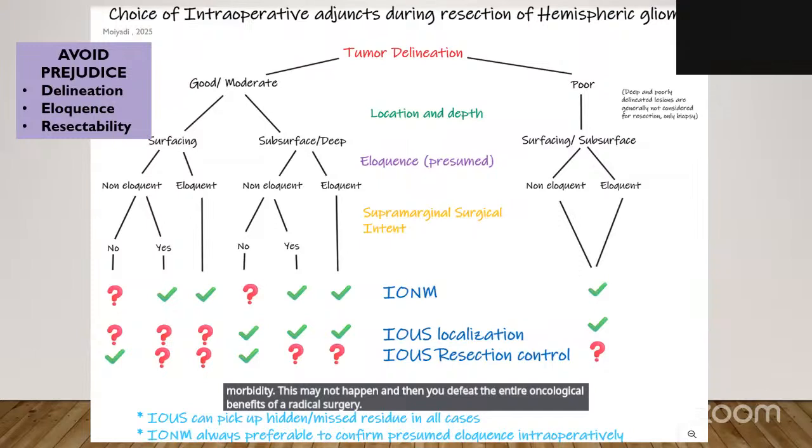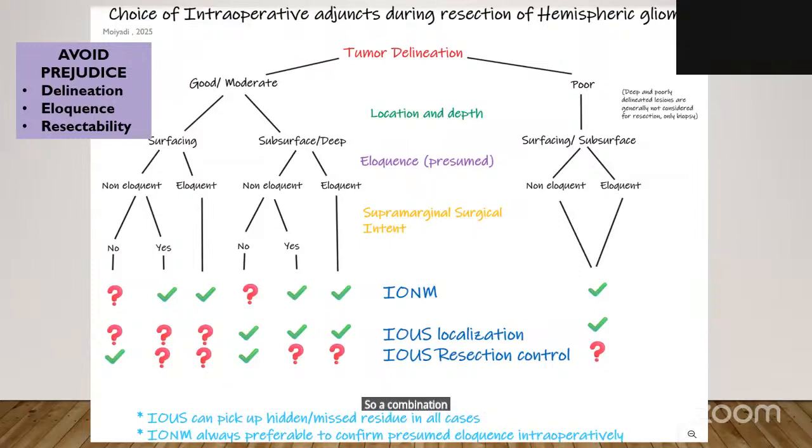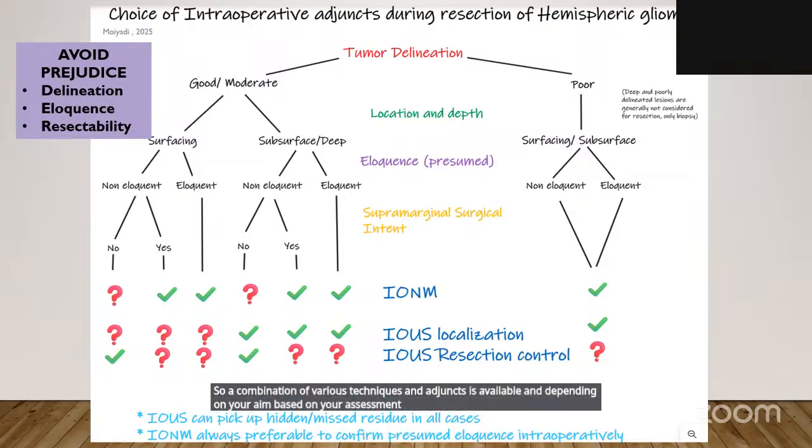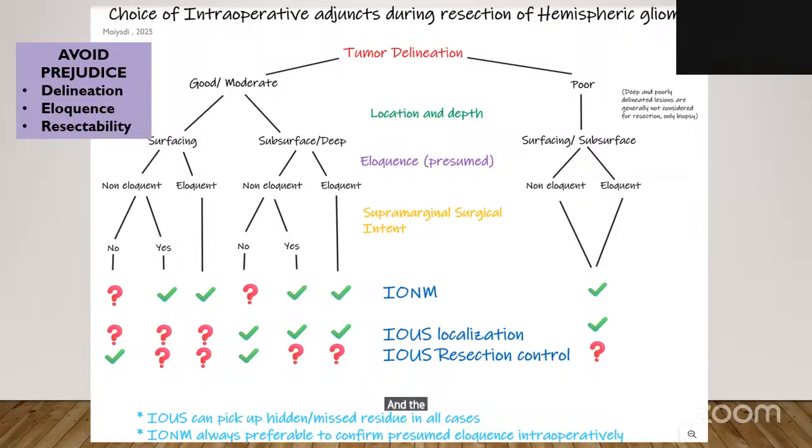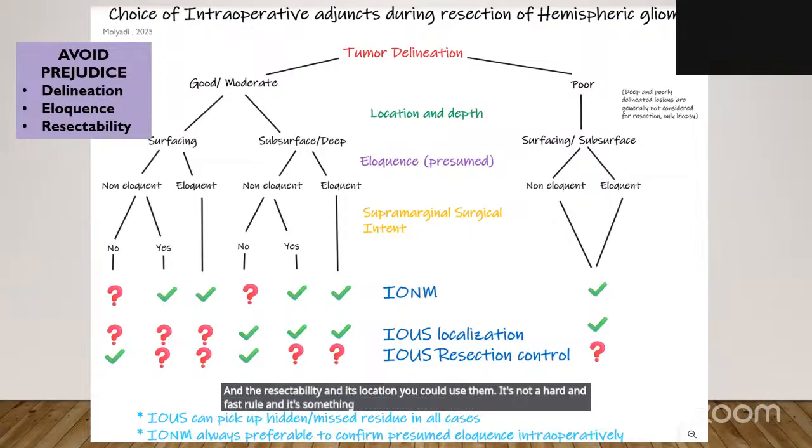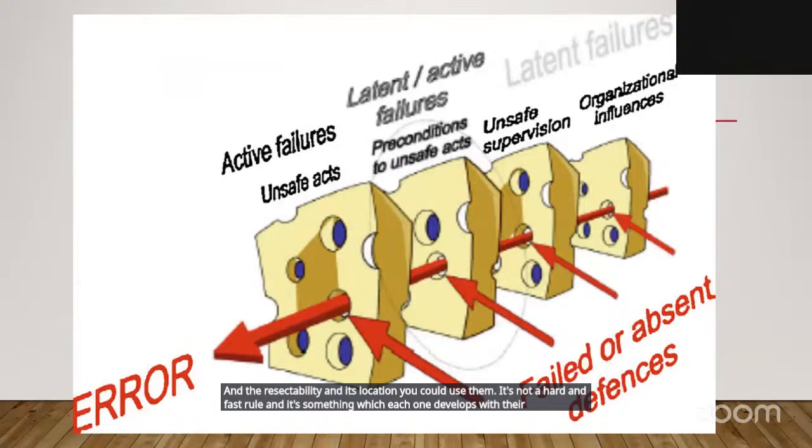So a combination of various techniques and adjuncts is available, and depending on your aim, based on your assessment of the patient and the resectability and its location, you could use them. It's not a hard and fast rule, and it's something which each one develops with their own practice and experience. Essentially, what we are doing in glioma surgery, like most neurosurgery, is to avoid error. The error can be an error of commission, like causing morbidity, or an error of omission, that means missing a residue.